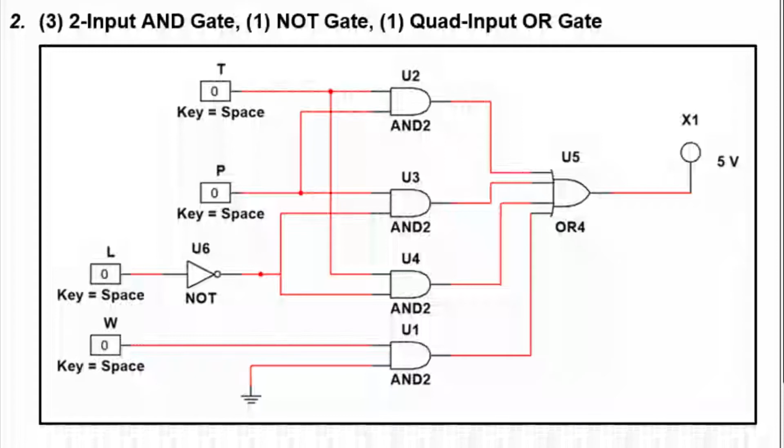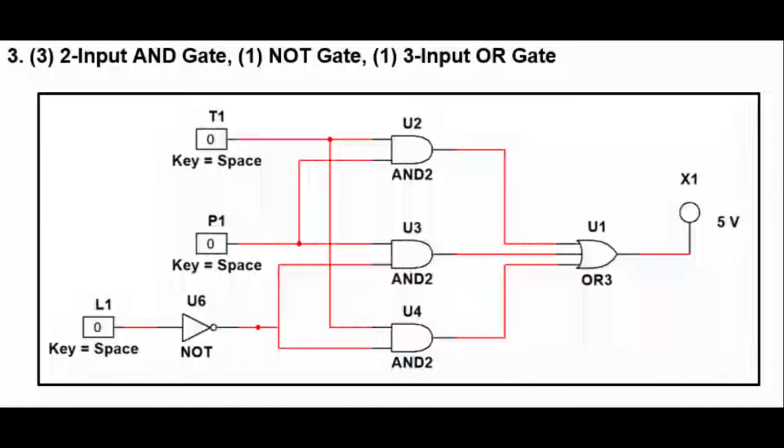This circuit diagram included the weight W input variable and was able to satisfy the conditions and results in truth table 2. Lastly, we can use 3 2-input AND gates, 1 NOT gate, and 1 3-input OR gate.